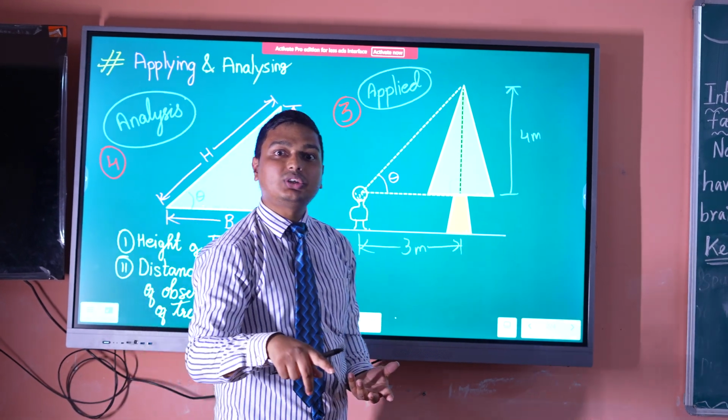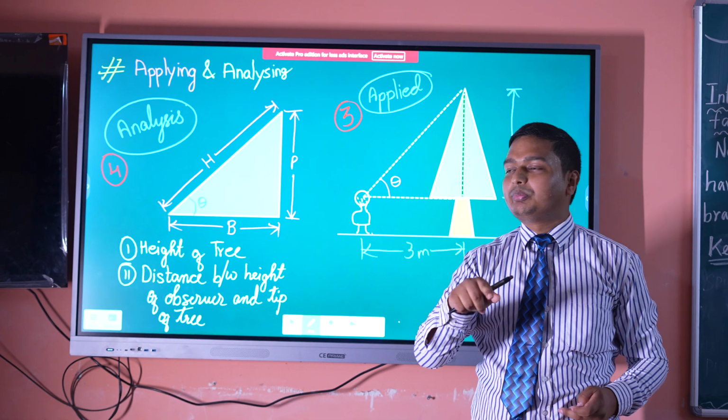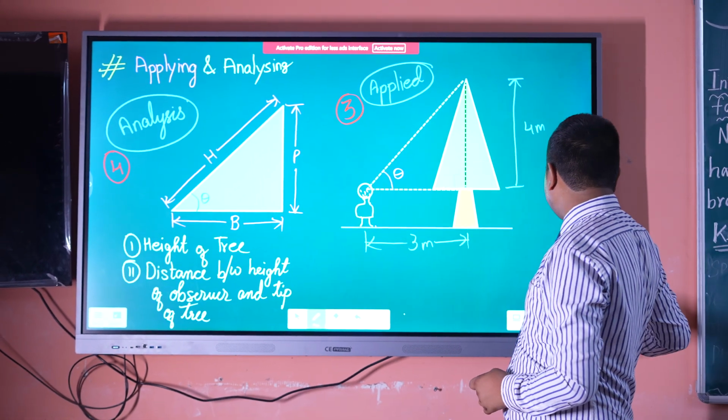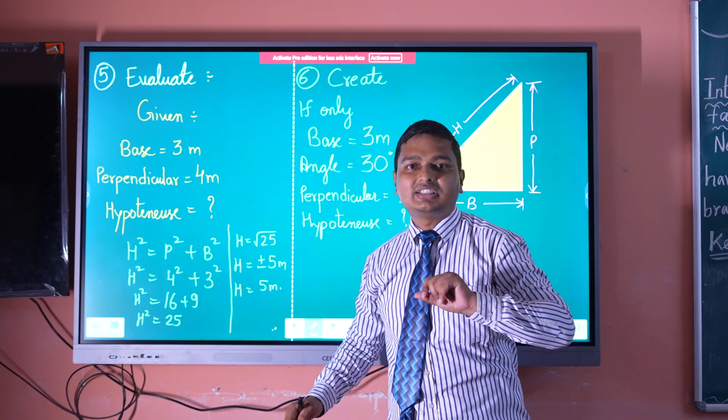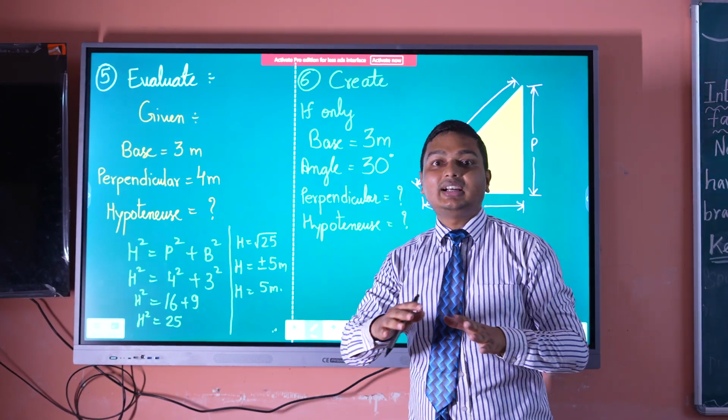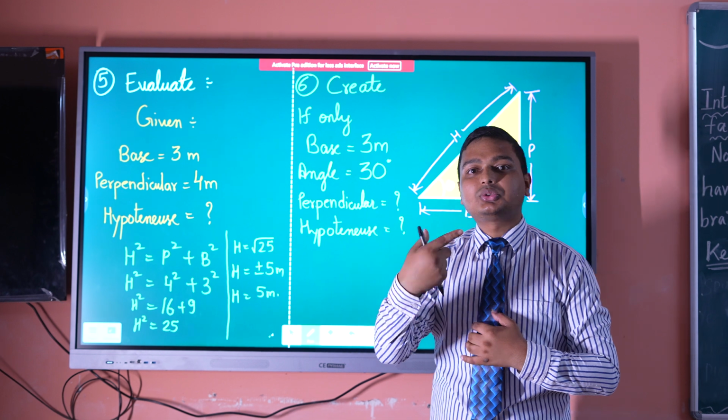Because as per the Pythagoras theorem, what is required? H square is equal to P square plus B square. Already we have discussed here. Minimum 2 quantities are required, then only I can find out the third. In that case, Pythagoras theorem will not work. In that situation, what can you do?